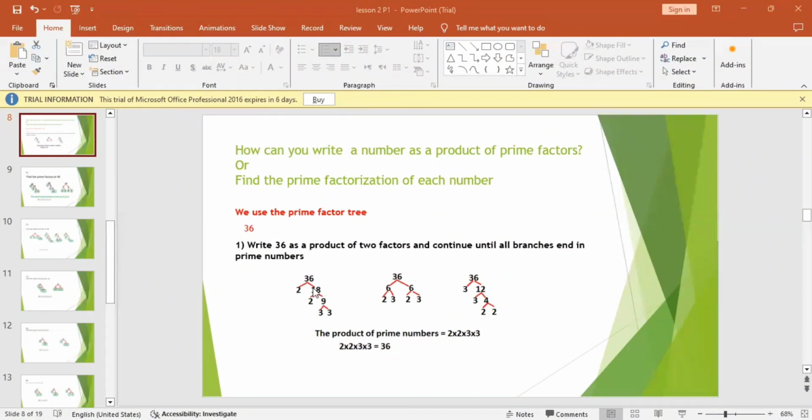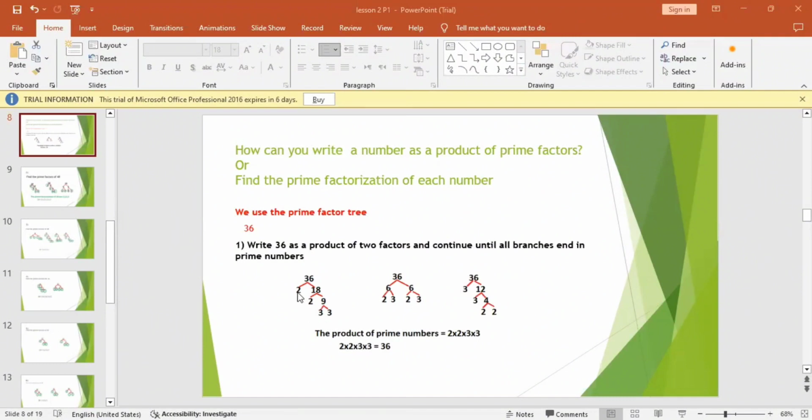18, how can I get 18? By multiplying 2 by 9. 2 is a prime factor, so I can circle this number, then go to 9. How can I get 9? By multiplying 3 by 3. Now 3 is prime, 3 prime, 2 prime, 2 prime.